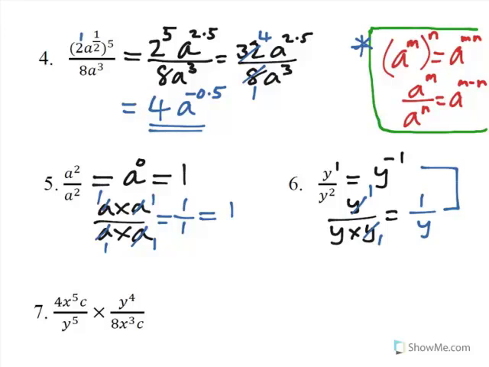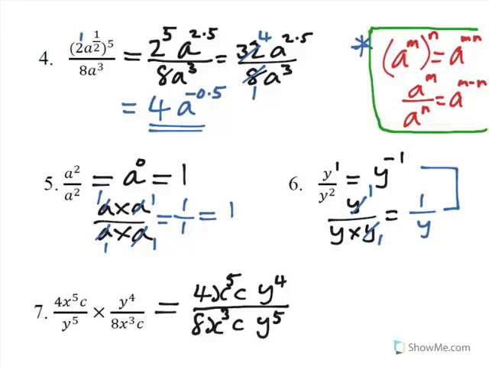Okay, this next one, if you're multiplying fractions, you can cancel whatever cancels, or you can multiply the numerator, which is what I suggest, simplify the top, and multiply the denominator. So you get 4x to the power of 5 c y to the power of 4 divided by 8x cubed c y to the power of 5. I've lined them up so it's easier to see. 4 will go into 4 once, into 8 twice, so we'll get a half in it. And x to the power of 5 divided by x cubed is x squared. 5 minus 3 is 2.